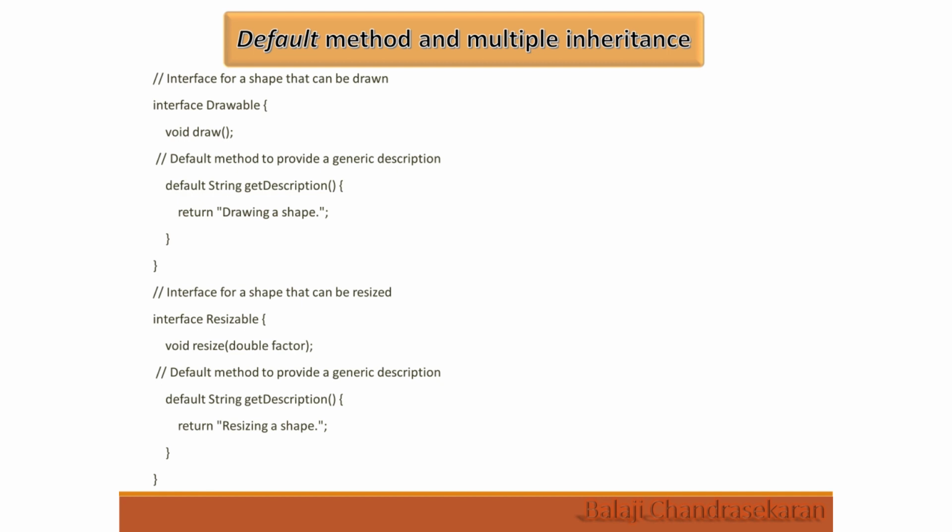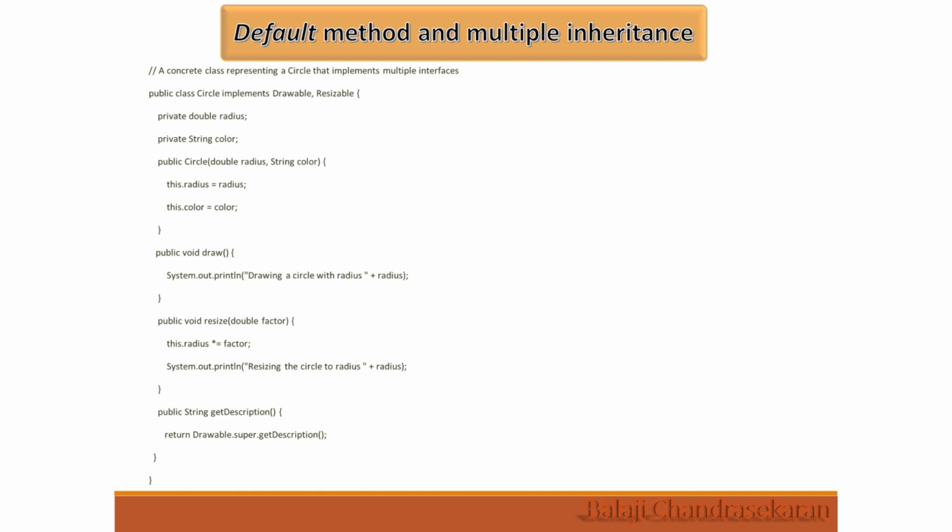I defined some interfaces for different aspects of a shape, such as Drawable and Resizable. Here is a simple example. In this example, Circle implements Drawable and Resizable interfaces, providing concrete implementation for the methods declared in each interface. Both Drawable and Resizable interfaces have a default method getDescription. The Circle class implements both interfaces and provides specific implementations for draw and resize.